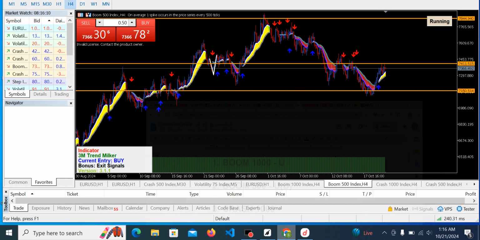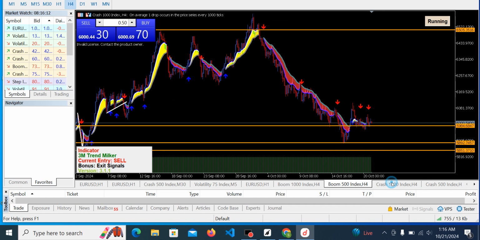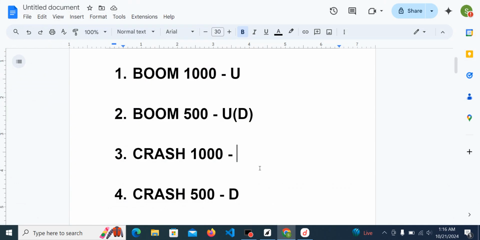Okay, next asset should be Crash 1000. Let's check it out. Okay, this is Crash 1000. Crash 1000 started a downtrend from this resistance zone. You can see the red flag and the red arrow, and of course it started selling right from there until it got to this region, had a pullback, and it will be trying it out again. So this is still very much on a downtrend. So that makes it very easy.